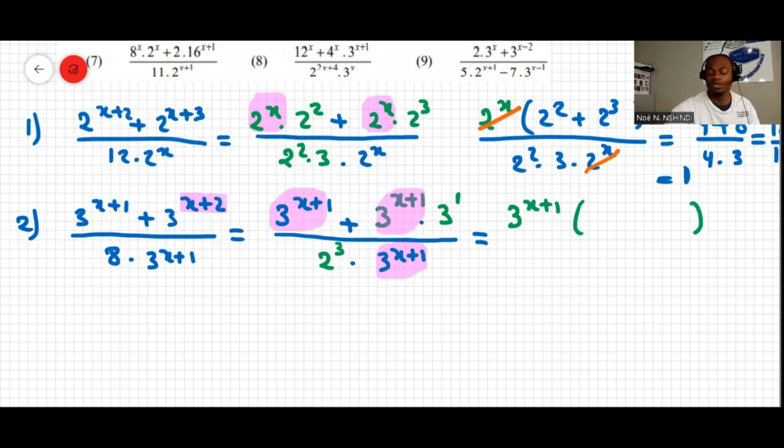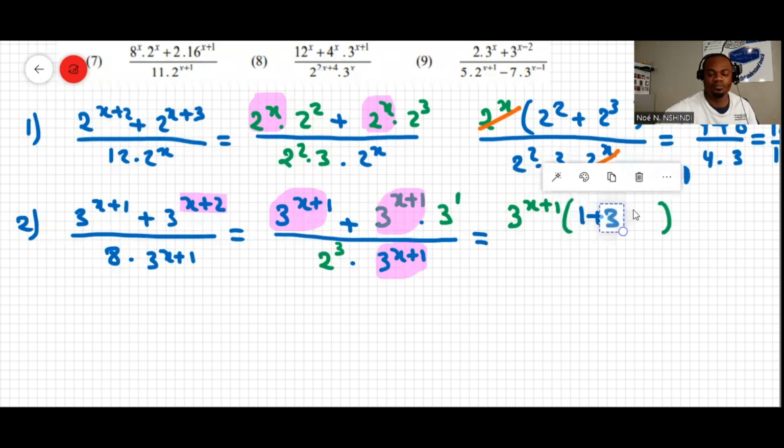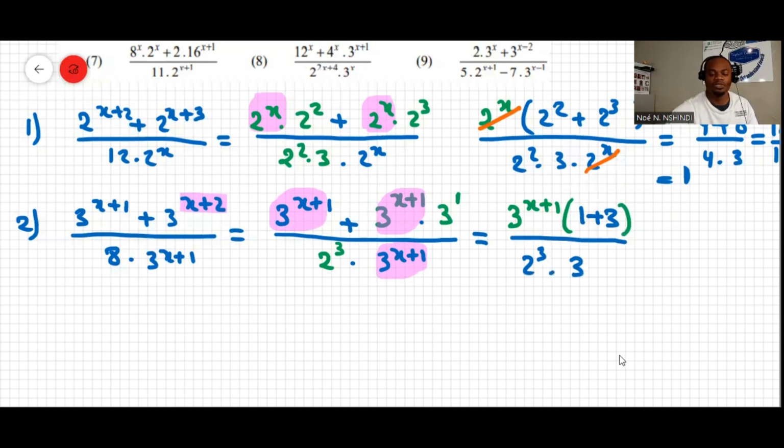At the numerator, if I take 3 to the power of x plus 1 as a common factor, we're left with what here? Nothing? No, there is a 1 here. An invisible 1 is there, plus 3 to the power of 1, which is just 3. Let's just move this a little this way because of space. And then over 2 to the power of 3 multiplied by 3 to the power of x plus 1.